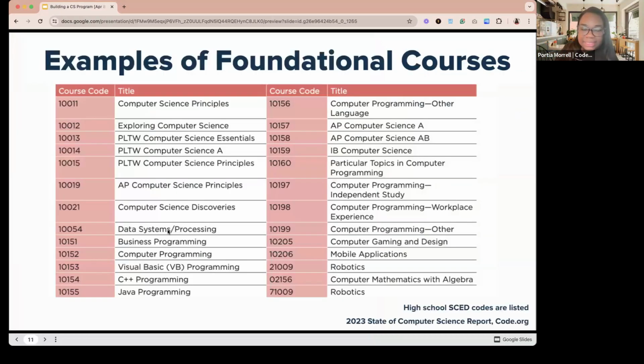And then this is giving you examples of what foundational courses mean, because it could be a lot of different things. So I pulled out this list just so you can get a better idea. You have computer science principles, a lot of Project Lead The Way items, C++, Java, business programming, IB courses, AP courses, and a lot of computer independent study courses, as well as robotics and mobile apps.